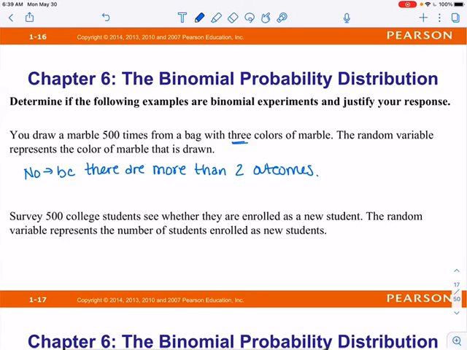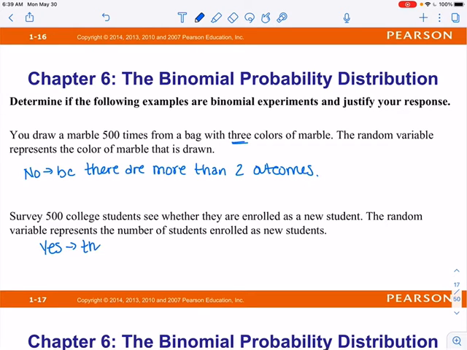For the next one, survey 500 college students to see whether they are enrolled as a new student. The random variable represents the number of students enrolled as new students. That one holds for all 4 criteria, so yes, that is going to be a binomial experiment. There are only 2 outcomes, you're either enrolled or you're not, and each trial is independent of each other. Again, one student being enrolled is in no way going to affect whether another student is enrolled or not.